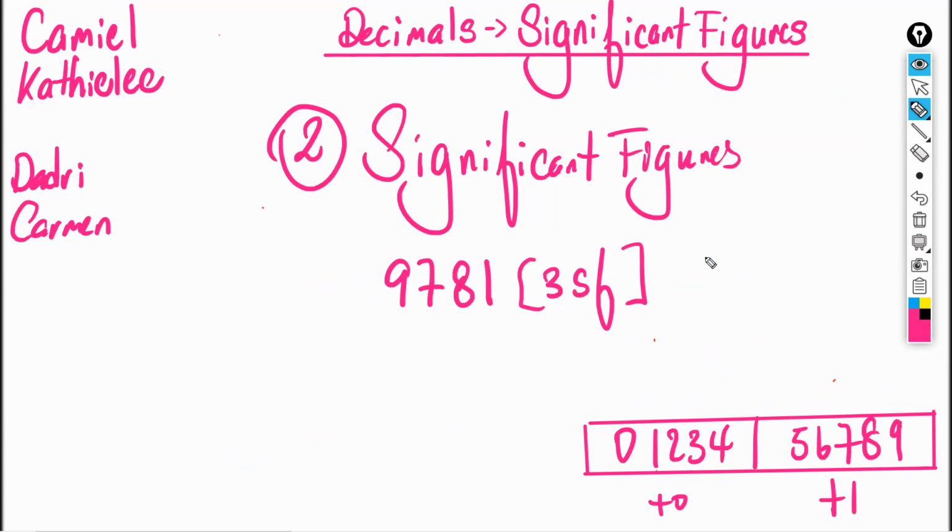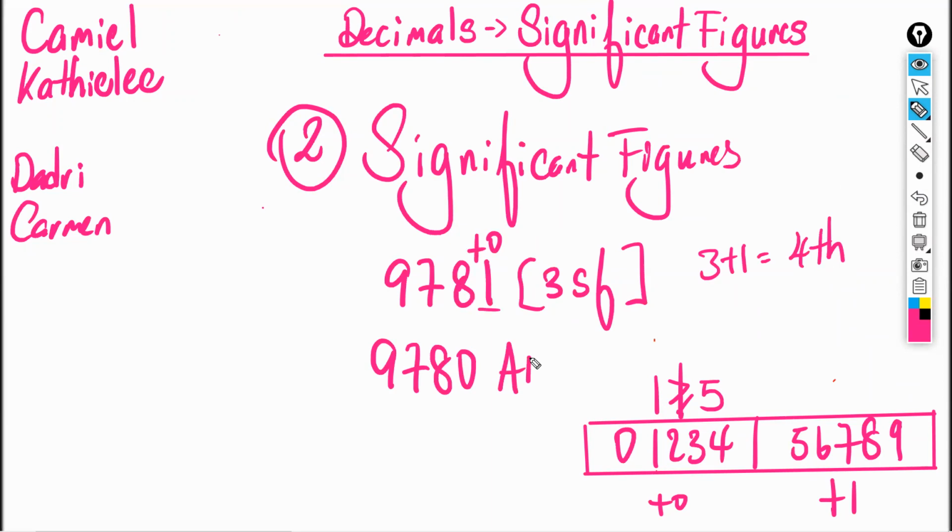Same situation, guys. We look at the 3 plus 1. So we need to look at the 4th place. 9,781. The 1, guys, is not greater than or equal to 5. So we have to add a 0 to the number in front of it, because it's a 1. It's not a number like 5, 6, 7, 8, or 9. It's 1. So we'll add a 0 and you end up with 9780. This should be your answer. Cool.